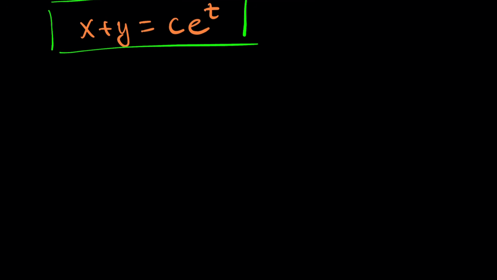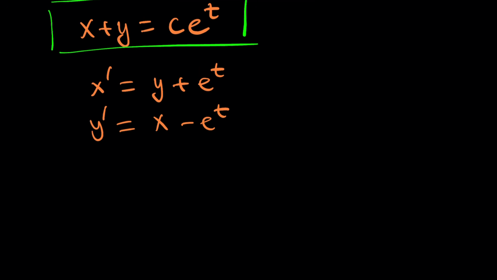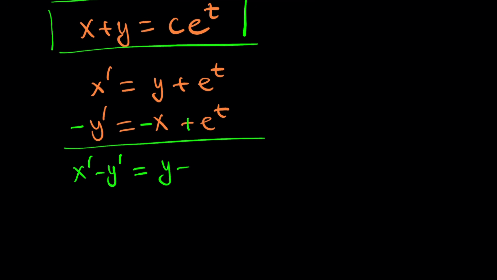Okay, let's just do this. Let me rewrite the equation so I can tell you what I'm talking about. x prime is equal to y plus e to the t. y prime is equal to x minus e to the t. Now I'm going to subtract these equations. My goal is to get something like x minus y. Negate everything and then add down. That way you're subtracting. x prime minus y prime is equal to y minus x.